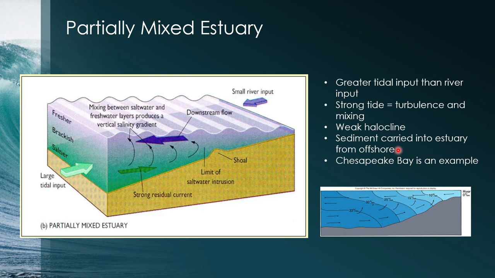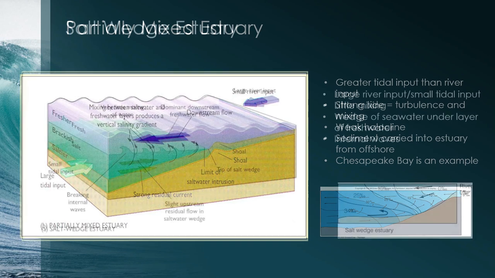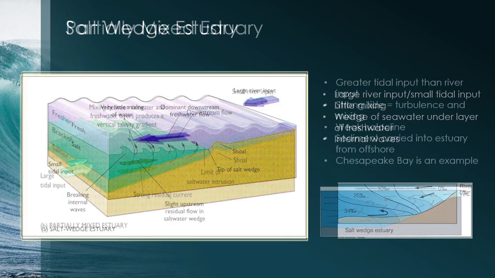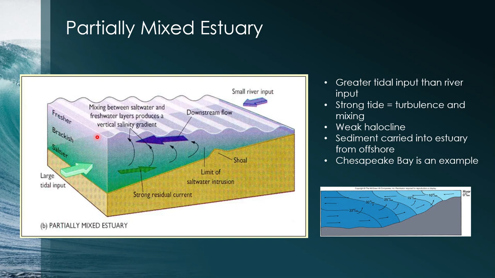Now another example would be a partially mixed estuary. This is where we have a good amount of tidal input, so large tidal input, less river input, okay, so a smaller river input, and we actually have a lot of mixing between the two. Instead of having those two distinct layers, like here we have two distinct layers that don't mix very much, here we have, if you look from the top to the bottom, fresh, and then this brackish layer that is sort of half fresh and half salty, and then saltier, right? So we have some mixing that occurs here.